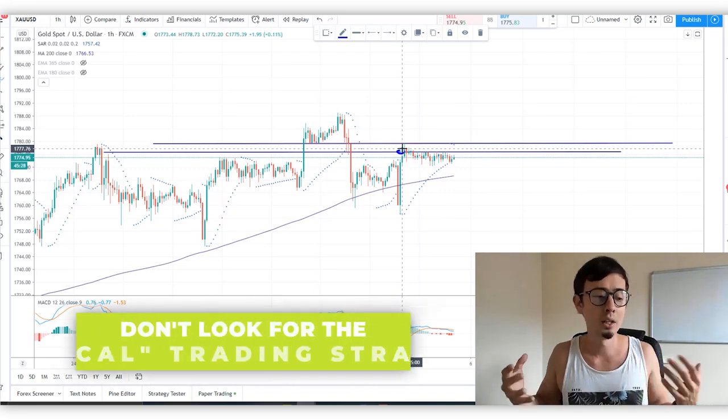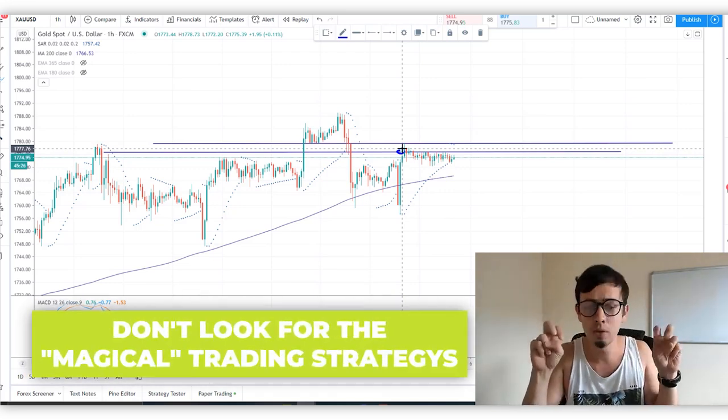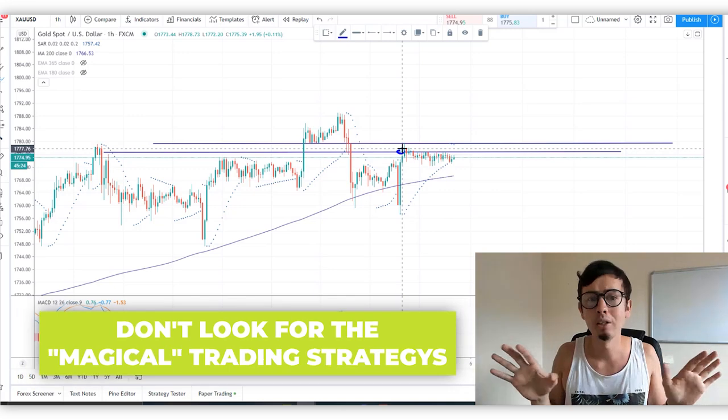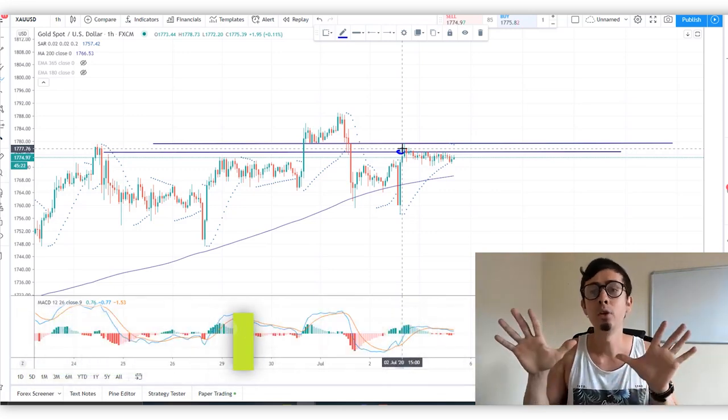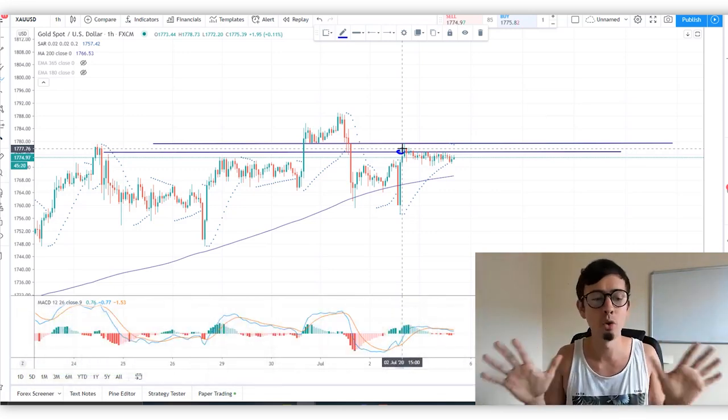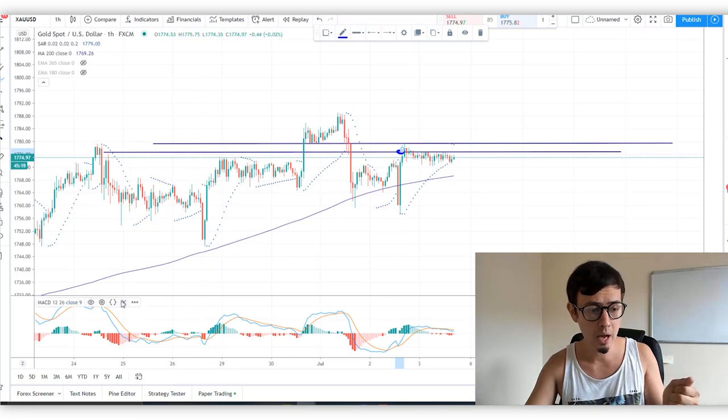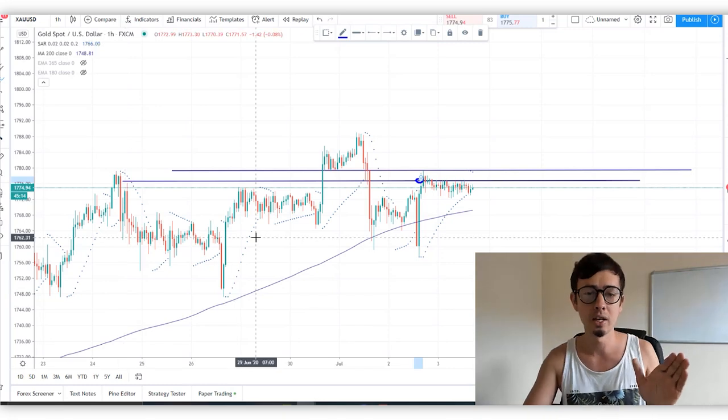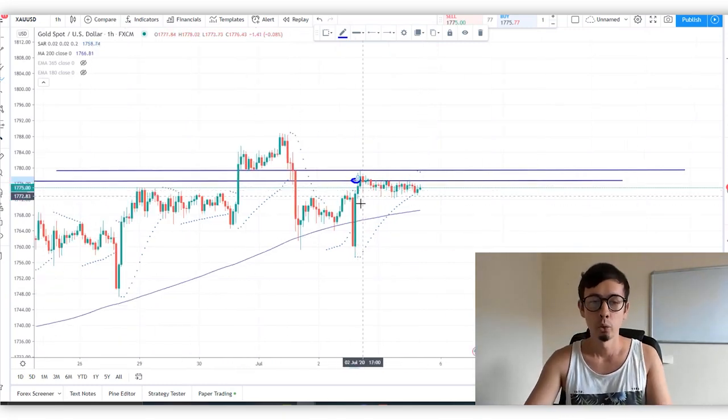Rather than trying to look for that magical trading strategy with many indicators. Trading does not work that way. If you've been taught that trading works that way, it's wrong. I actually want to close this MACD, which could be really useless in this case. But however, here we go.